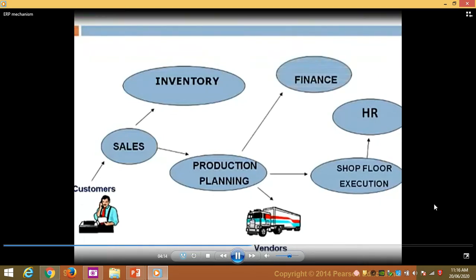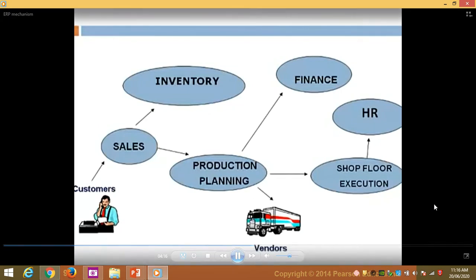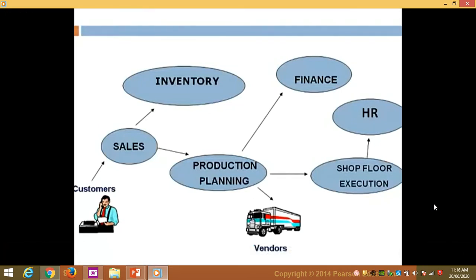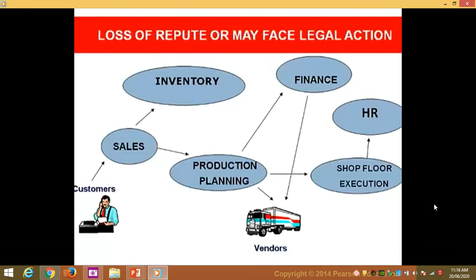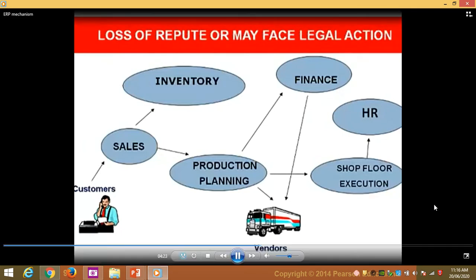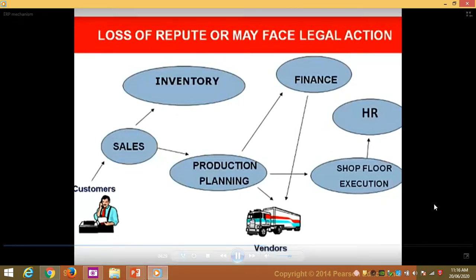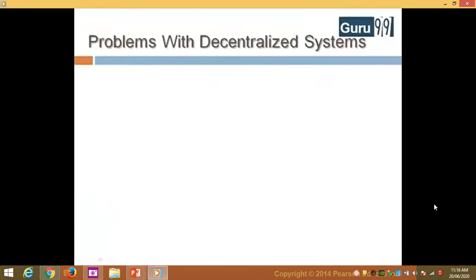The production planning department fails to update the finance department on the materials they have purchased. The finance department defaults the payment deadline set by the vendor, causing the company loss of its reputation and even inviting possible legal action. These are just a few of the many problems with decentralized systems.